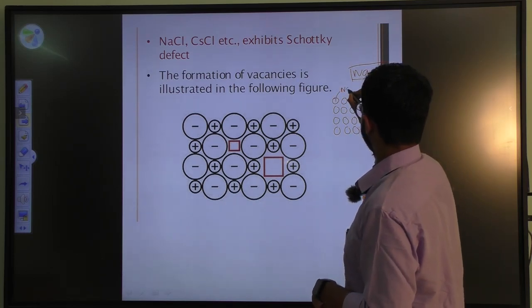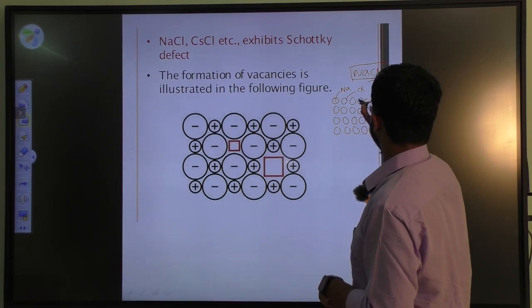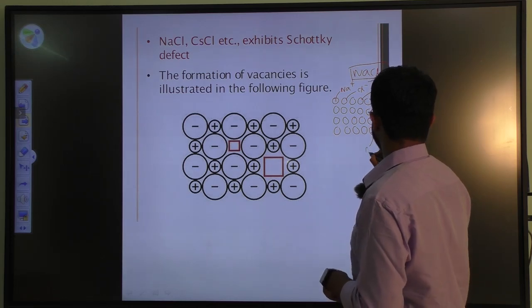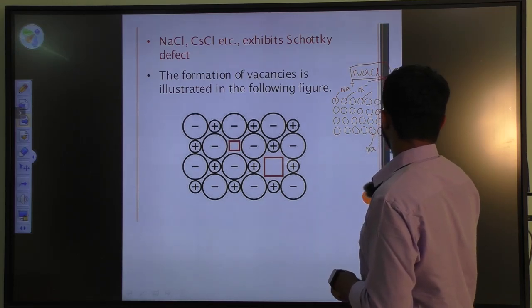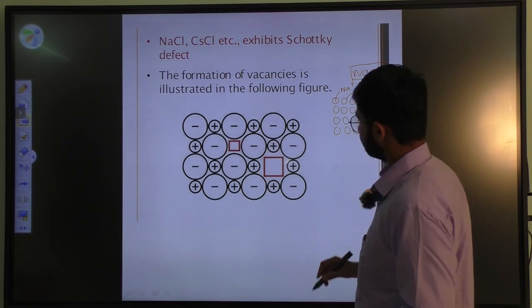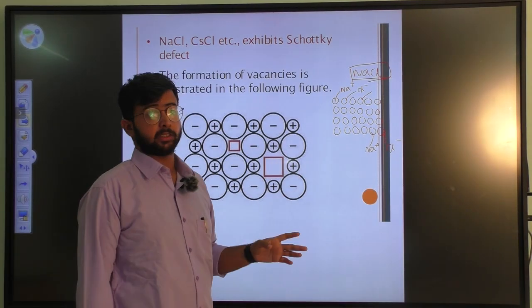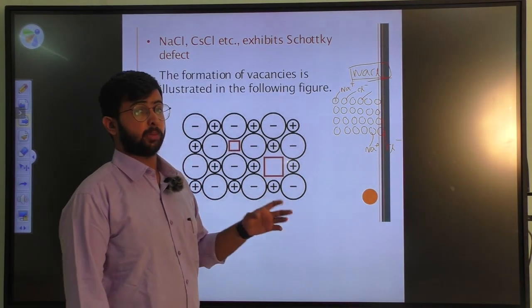As considered, it is Na and these are Cl. These are positive ions, these are negative. As it is continuous, it is also Na and it is Cl. Na plus, Cl minus. When one anion and one cation are missing from the lattice, it is called Schottky defect.